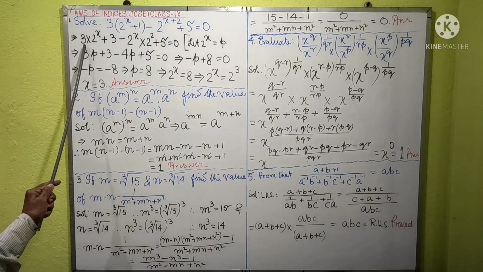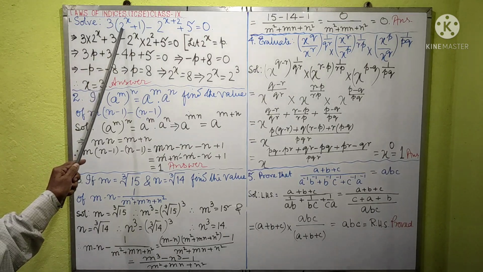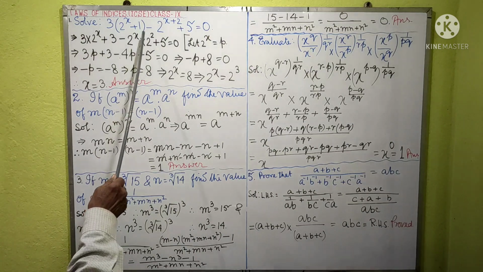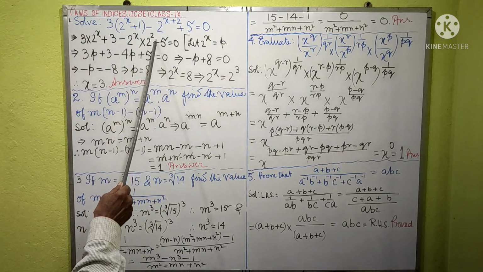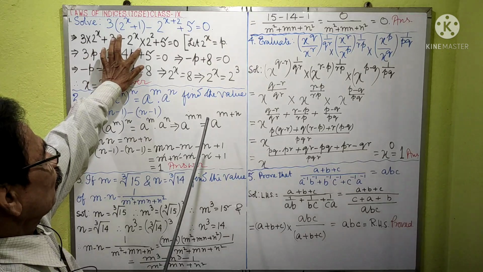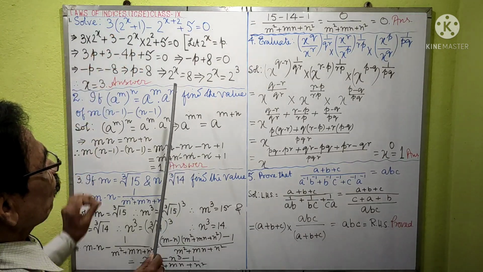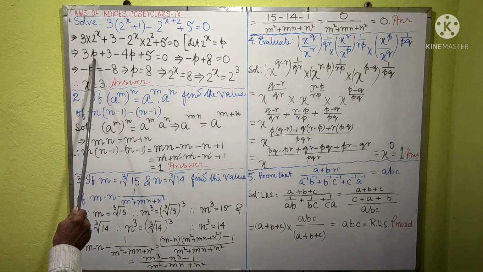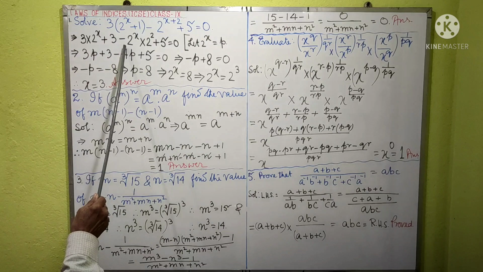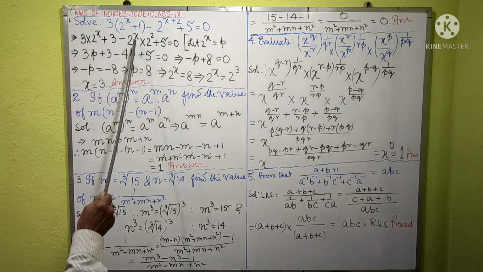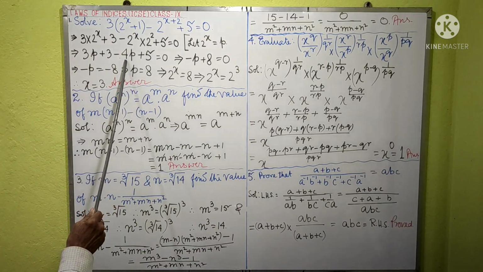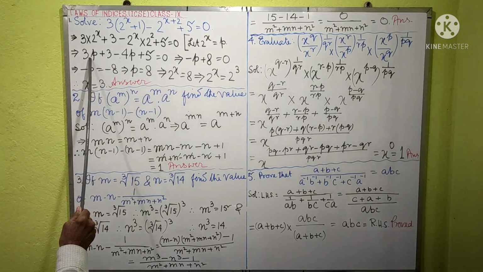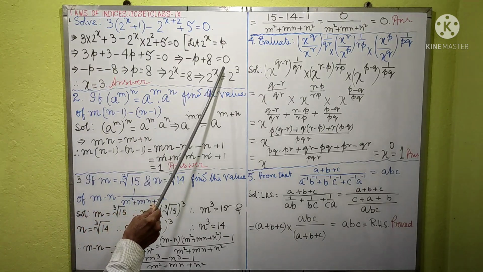The solution is that 3 into 2 to the power x plus 1 becomes 3 into 2 to the power x into 2, minus 2 to the power x plus 2, which is 2 to the power x into 2 square, plus 5 equal to 0. Let 2 to the power x equal to p, so it is 6p minus 4p plus 5 equal to 0.